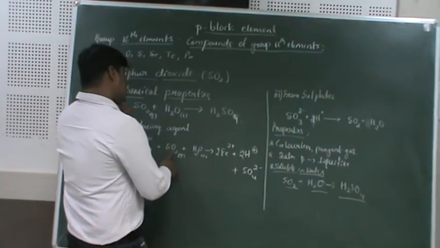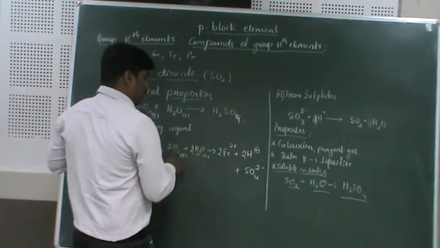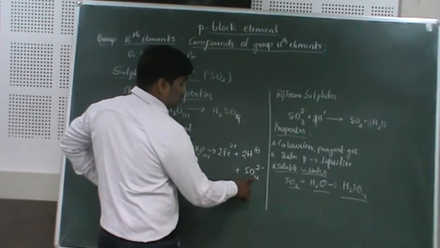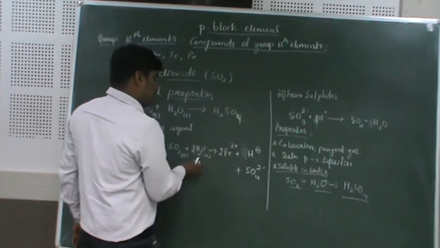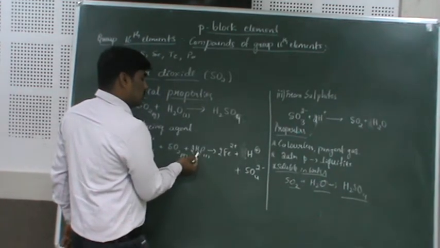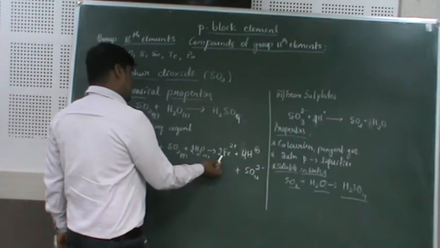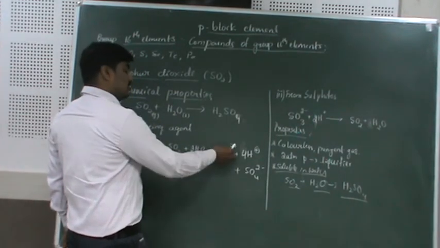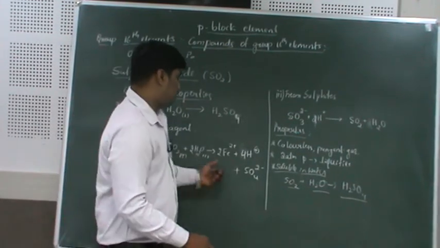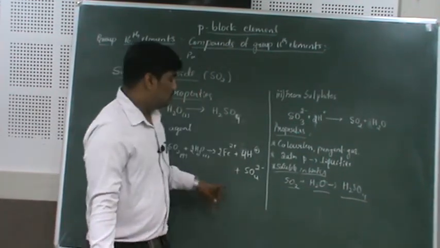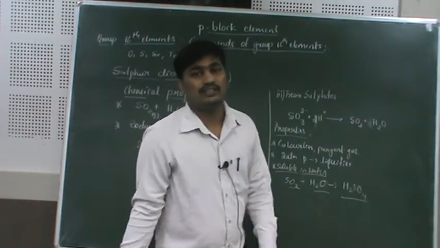Okay, how many oxygens? 2 and 1, to make it into 2. 2 oxygen, 2 oxygen, 4 oxygen, 4 oxygen. Now I am balancing the hydrogen. How much hydrogen? 4 hydrogens are there, 4 hydrogen. So what is the need for multiplying by 2? Because to balance the number of electrons. Therefore I multiply by 2. So this is again one more important equation from your exam point of view.